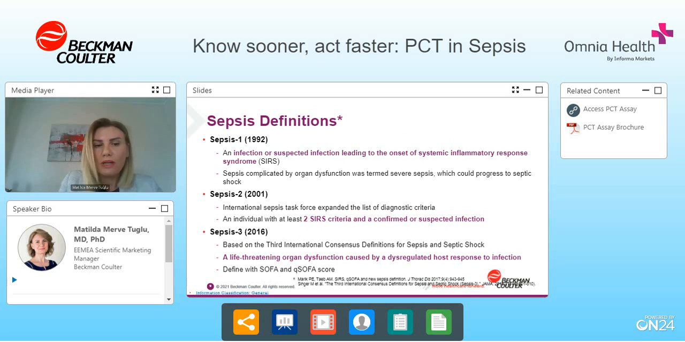In 1991, a Consensus Conference developed initial definitions that focused on the view that sepsis resulted from a host systemic inflammatory response syndrome to infection. Sepsis, complicated by organ dysfunction, was termed severe sepsis and could progress to septic shock. In 2001, a task force recognized the limitations with these definitions and expanded the list of diagnostic criteria, but it did not offer alternatives because of the lack of supporting evidence.